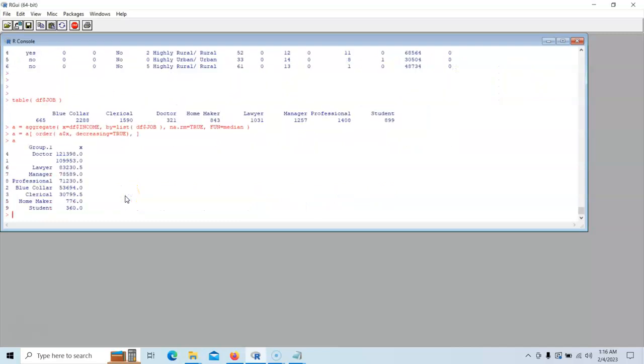So now if I type in A, you can see that doctors make $121,000 a year. If it's missing, they seem to make $100,000 a year if we don't know what they earn. And that's an interesting thing. I mean, if I don't know what you do for a living, you seem to make a lot of money. That's something as a data scientist you would want to investigate.